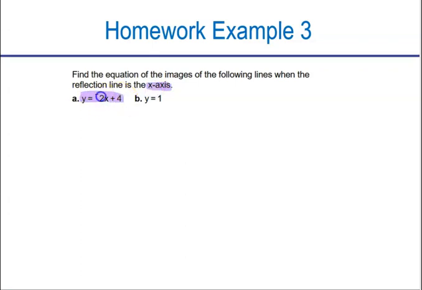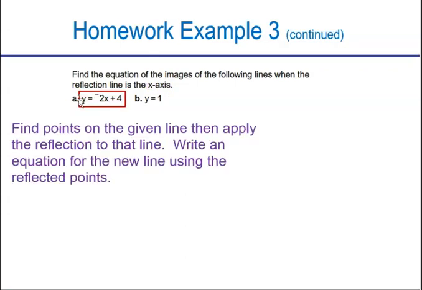So we're going to focus on y equals negative 2x plus 4 to start with. Okay. Now, one thing you could do is you could just graph the line negative 2x plus 4 and imagine or draw the reflection line and see if you can pull that off. And I highly suggest that. But if you want a method for handling that, here we go. So find points on the given line, then apply the reflection to that line. And we've already talked about how you reflect points through. Then write an equation for the new line using the reflected points.